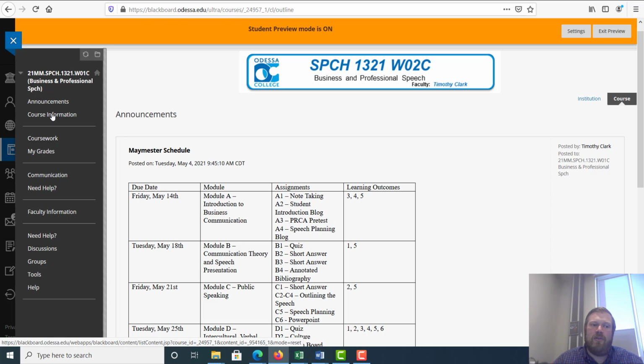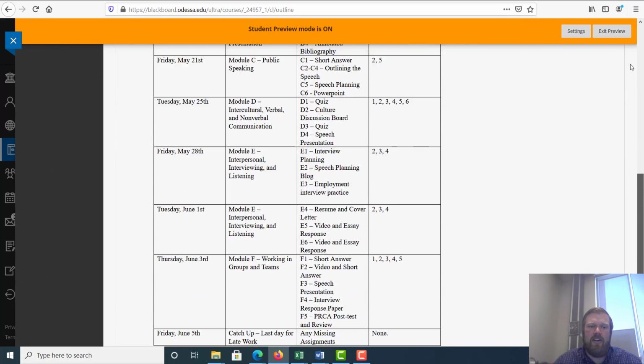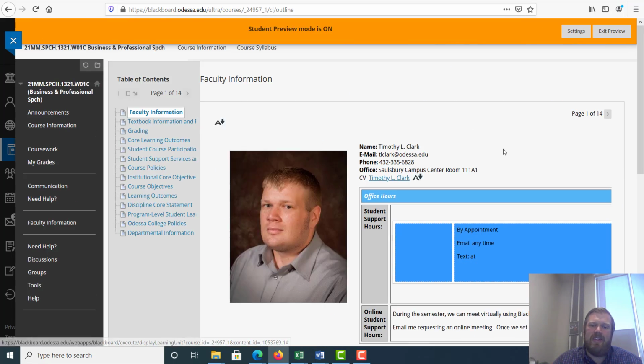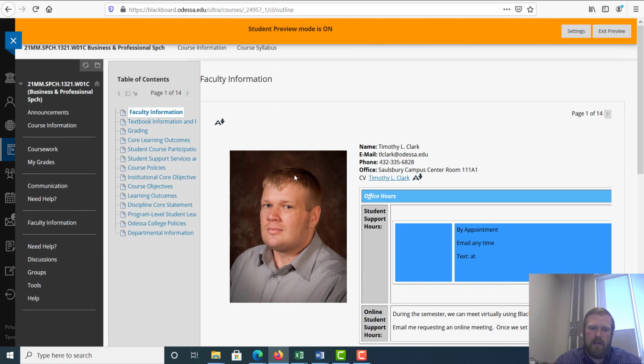A couple of things you want to look at as well. Course information is going to have the course syllabus and the course outline on here. Inside the course syllabus, there is a ton of information, and I might need to update a few things on here, mainly the picture. As you can tell, that one's a little old. It's going to walk you through the textbook information, the grading, the core learning outcomes, everything that you need to know. The course objectives are down here. And if you have anything that is preventing you from being successful, there is access to our special populations area, and they can help you out with that as well.